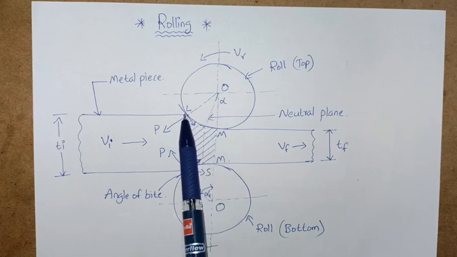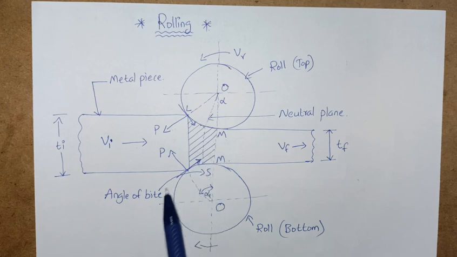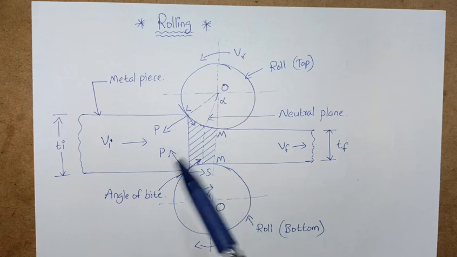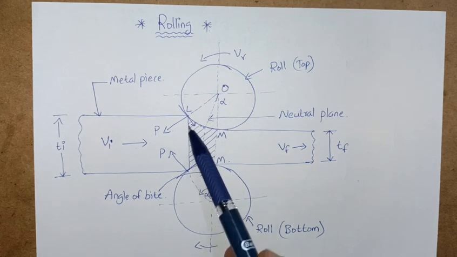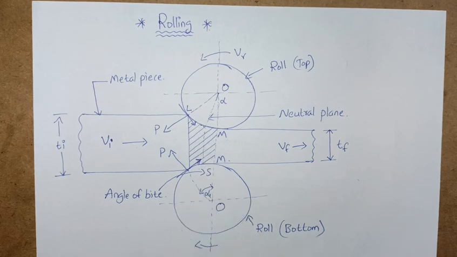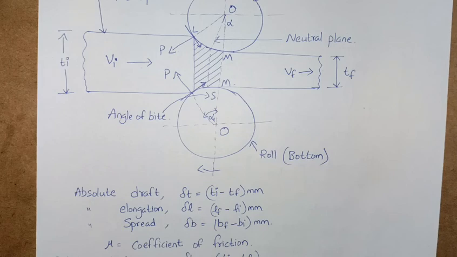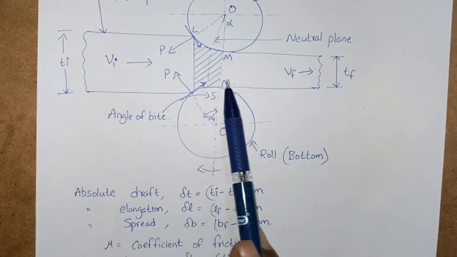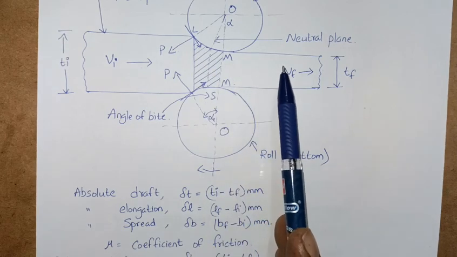This is the angle of contact and this is the angle of bite. Here mu, the coefficient of friction, comes in. This is mu and this is mu. We know about the coefficient of friction: the greater the coefficient of friction, the more the possible reduction. So rolling, this is about the diagram. I think all of you understood this diagram, right?